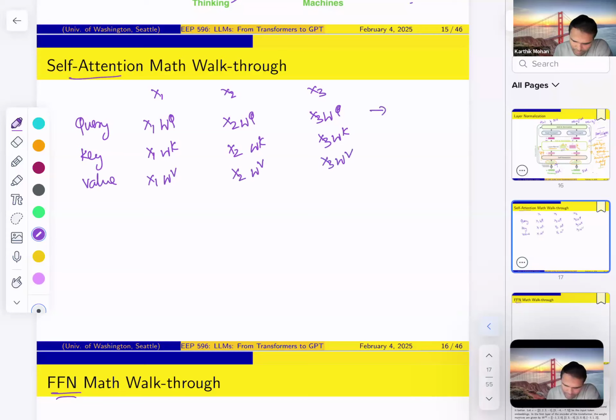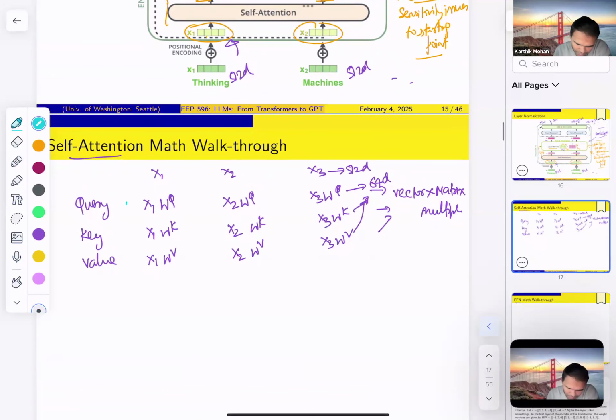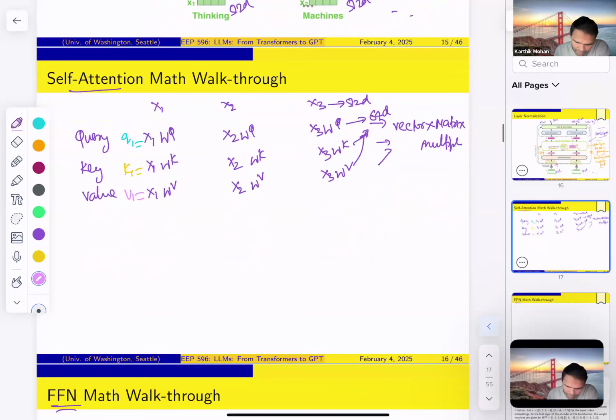Okay, so all of these are vector-matrix multiplies, right? And in this case, because we're looking at one head, we take something that's in 512 dimensions and transform it to a 64 dimensional vector, right? Okay, so that's query, key, value. And we call this Q1, and this is K1, and then this is V1, okay? And the same thing for the other ones.